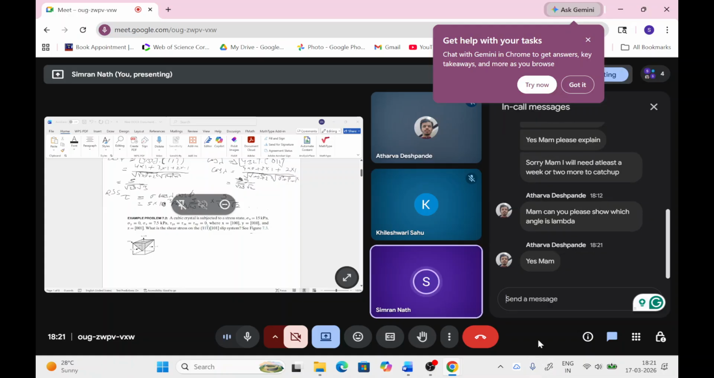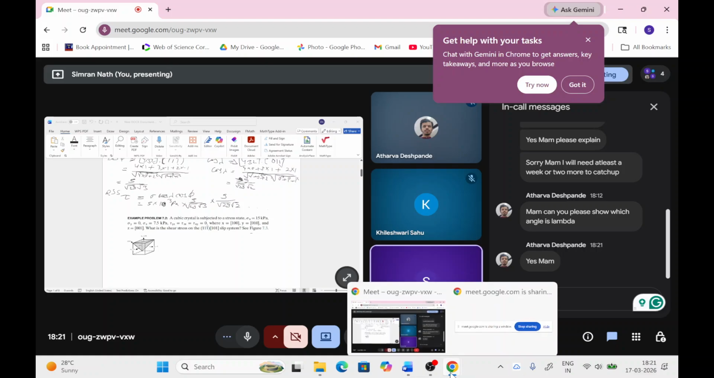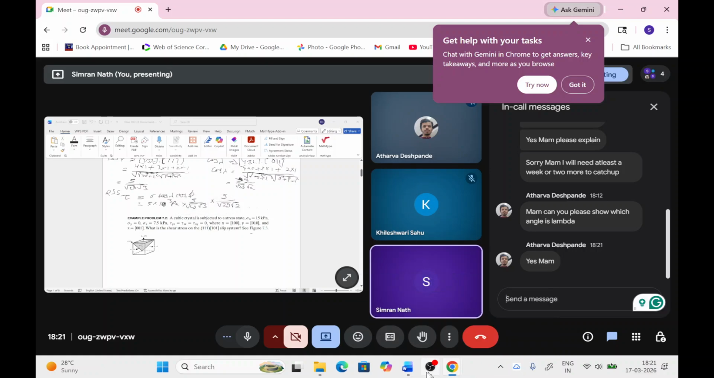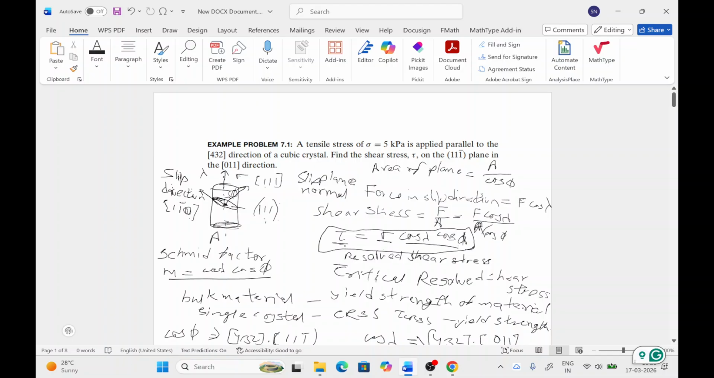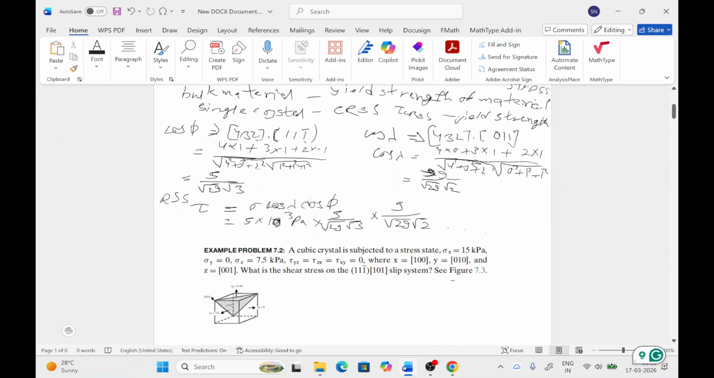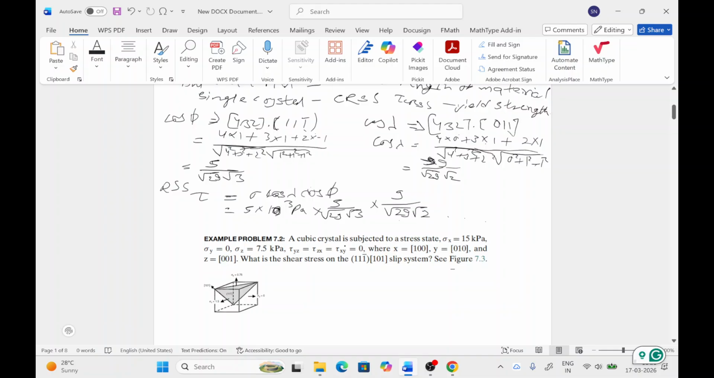Lambda is the angle between slip direction and loading axis. Yeah, this is the lambda. This is the loading axis and this is the slip direction. So cos lambda is between slip direction and loading axis. So this is 432 and 011.